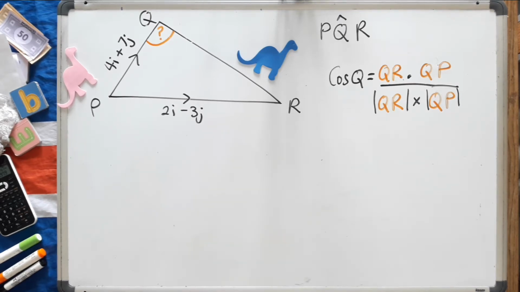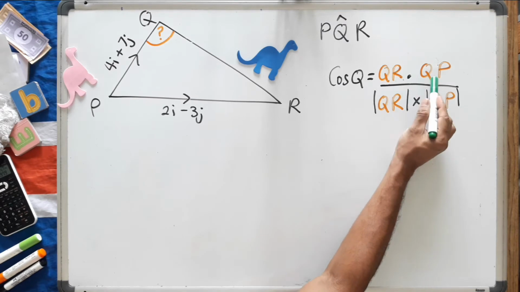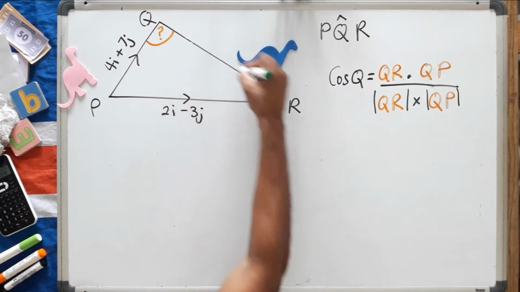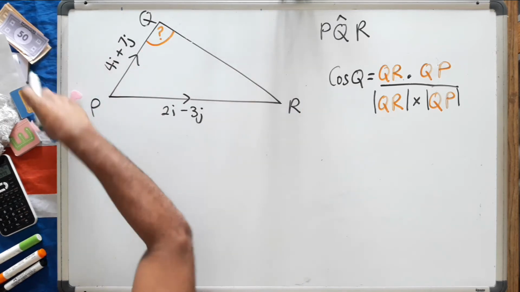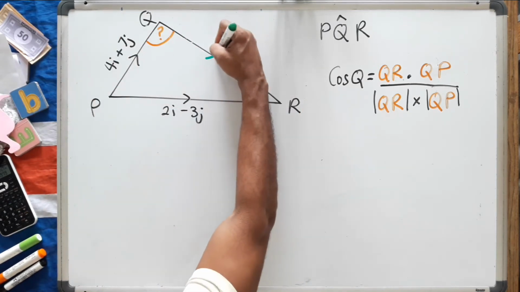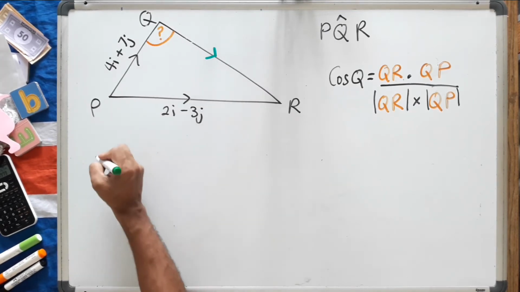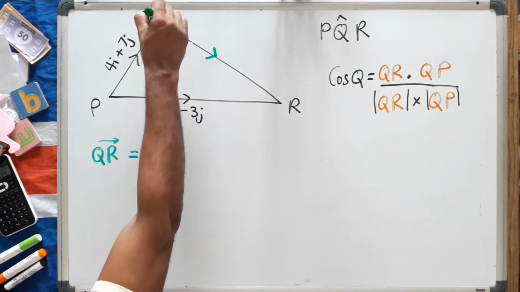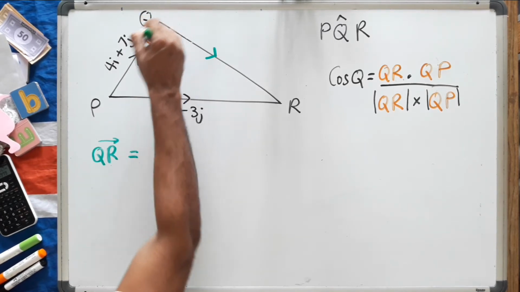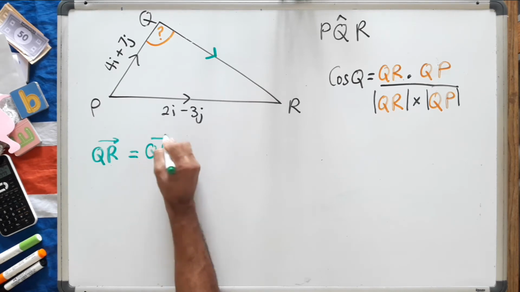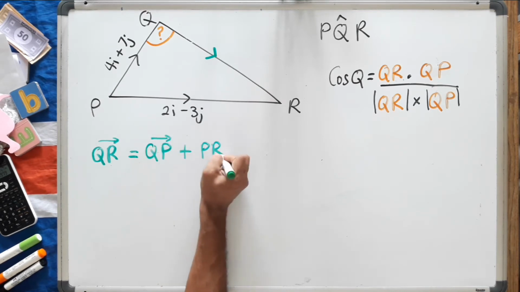Okay, so QR dot product QP. We have a little problem. We do not have the vector QR. It's blank at the moment. So we need to find vector QR first. So how do you find QR? To find QR, we are pretending we are starting at Q. We are going to walk from Q to P and then P to R.